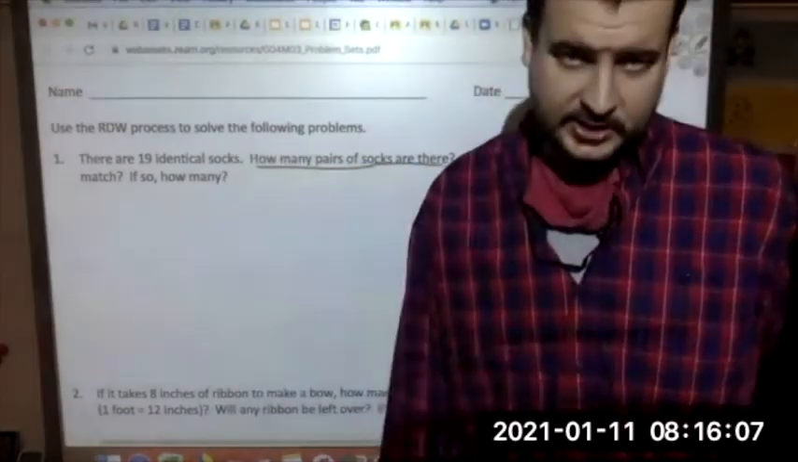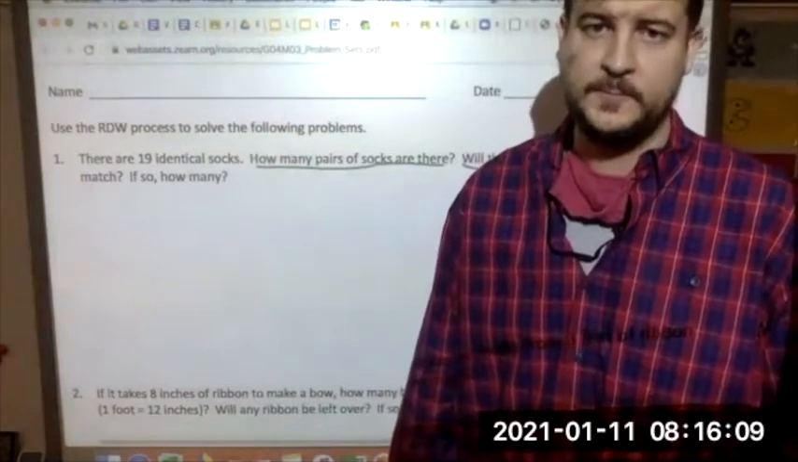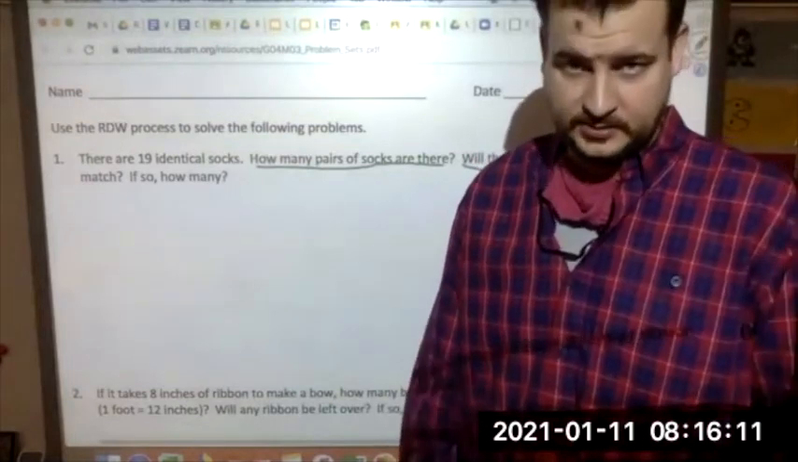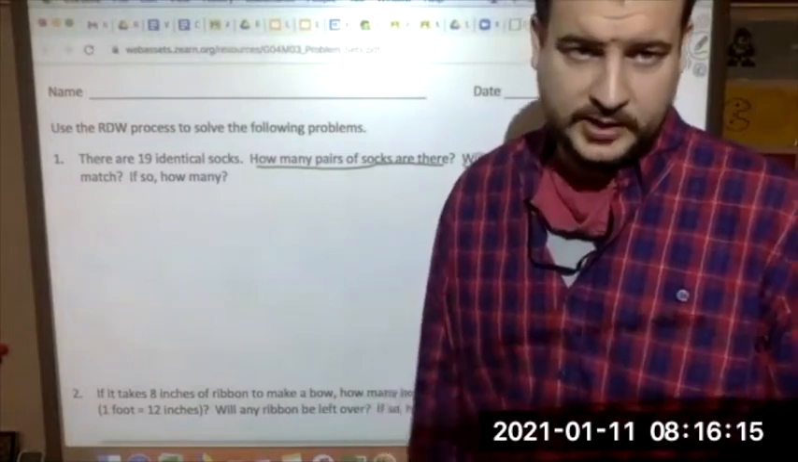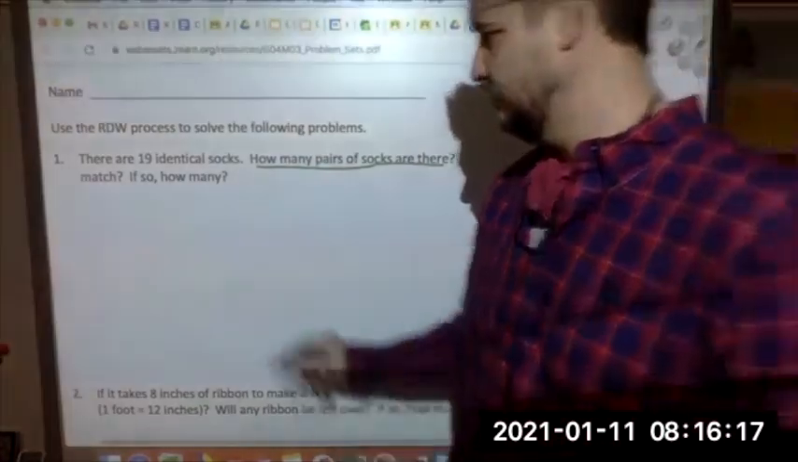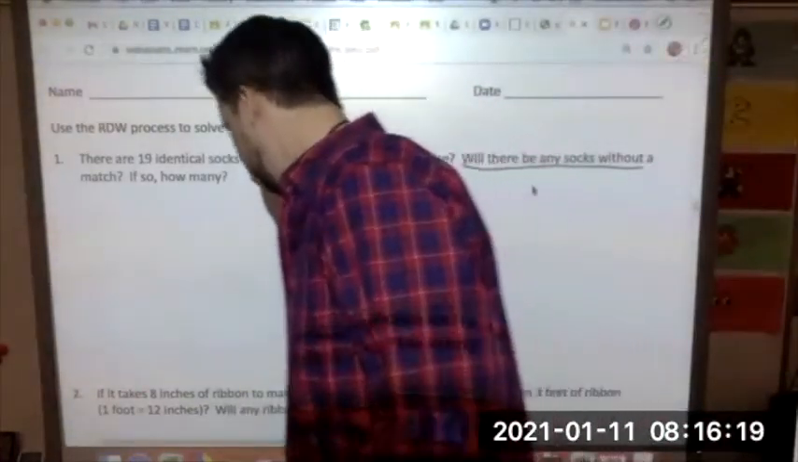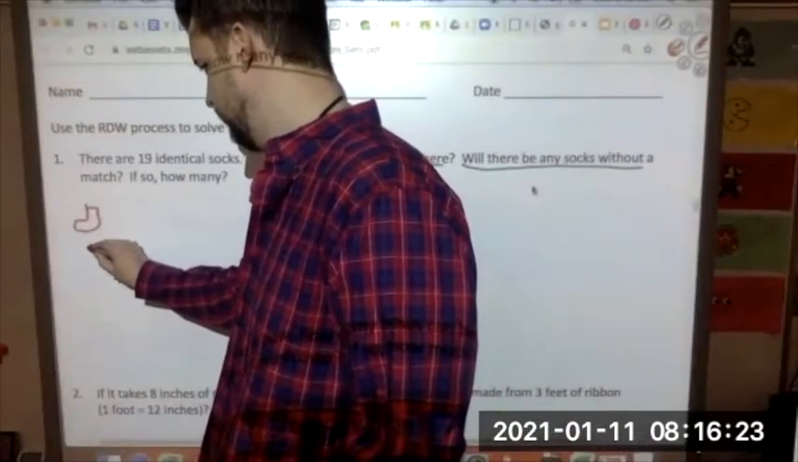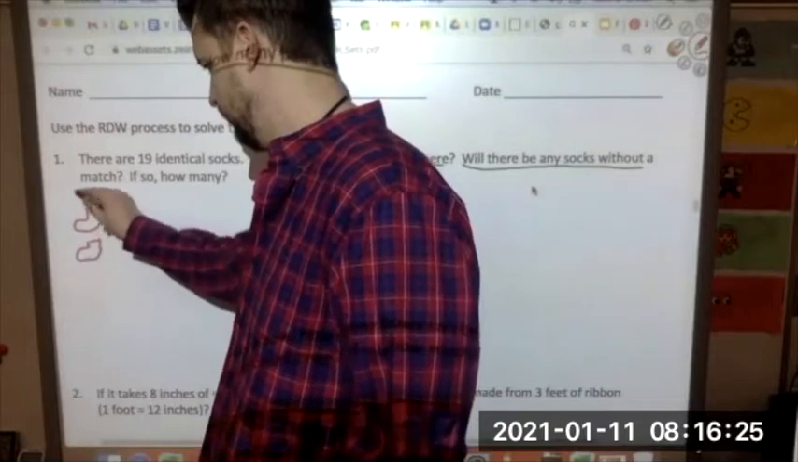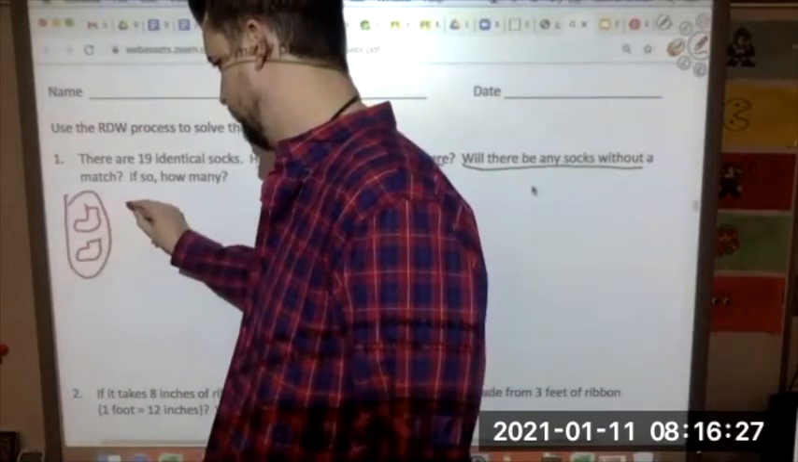So last time I checked, we have 2 feet. So we have to divide these up into 2 socks per group. So we have 19 identical socks. Get red. 1, 2. There's 1 group of 2.